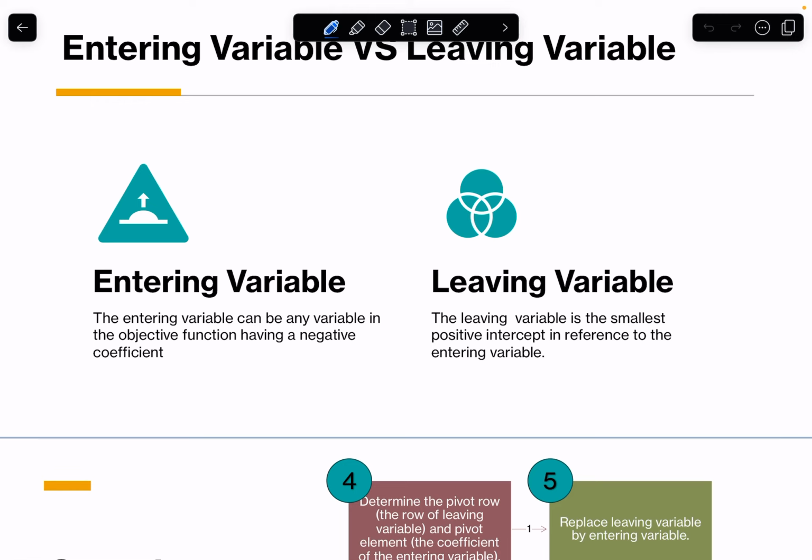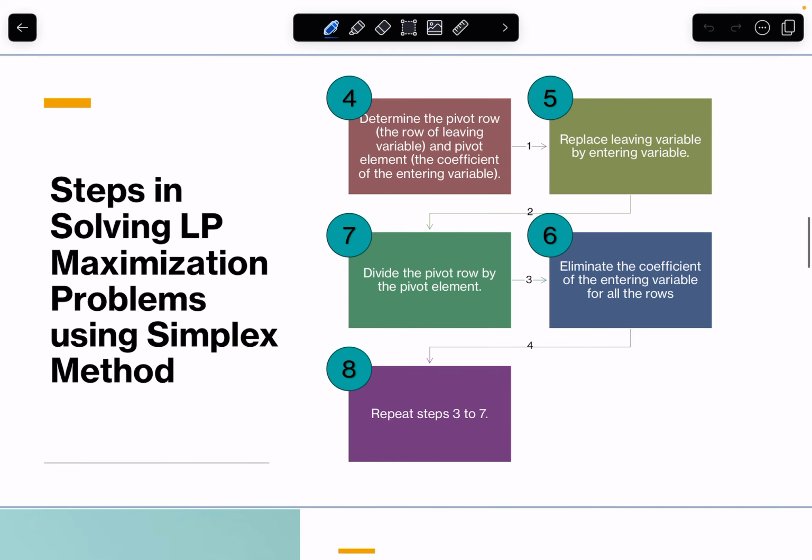So for the leaving variable, once we were able to distinguish the entering variable, we take a look at the column of the entering variable, and then we take the intercept, by dividing the solution by the coefficient of the entering variable column. And the one which will yield the smallest positive intercept is considered as the leaving variable. So these are the succeeding steps.